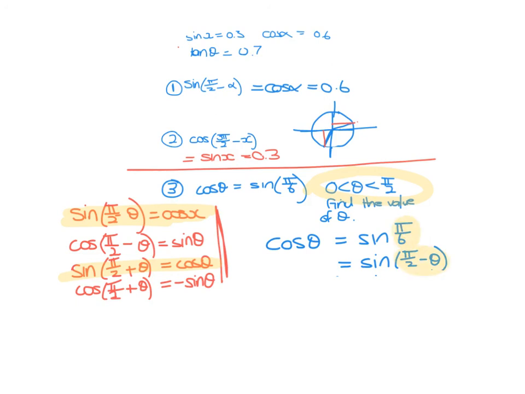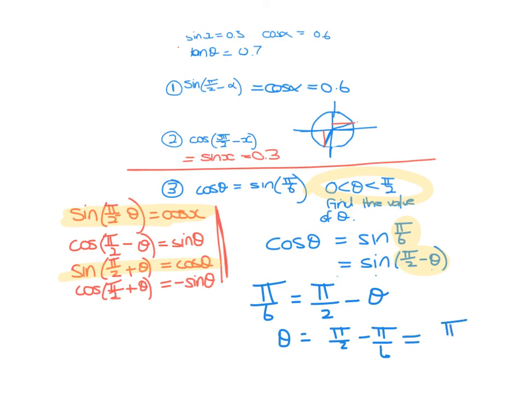And so I get that pi on 6 is equal to pi on 2 take theta. And therefore, that theta equals pi on 2 take pi on 6, which is equal to pi over 3. And so that would be my answer.